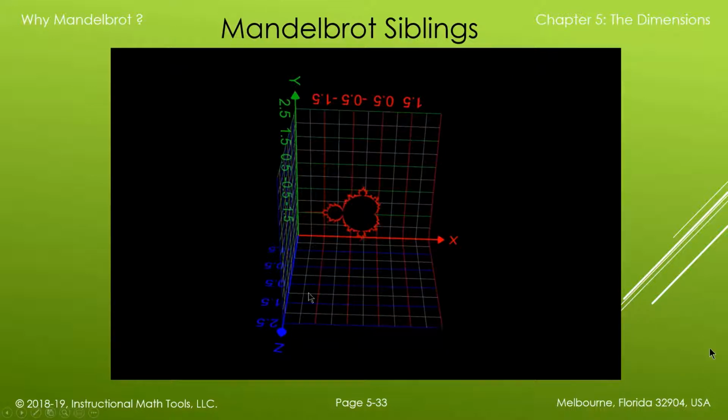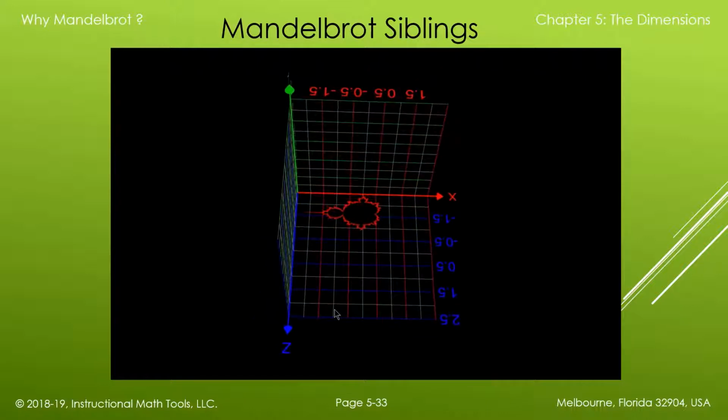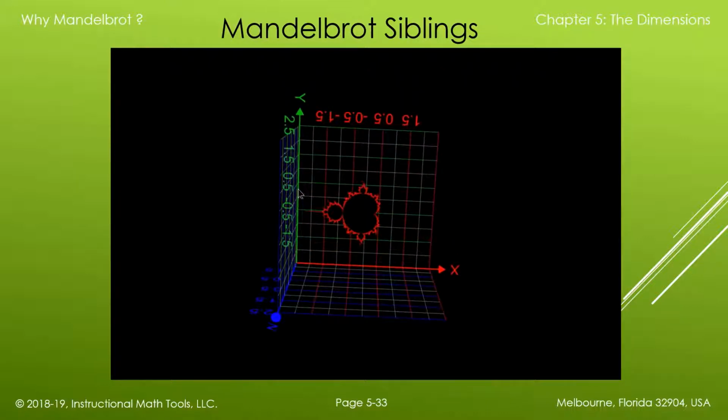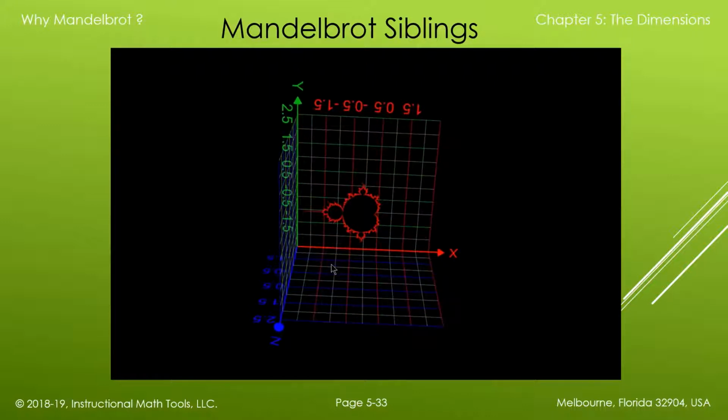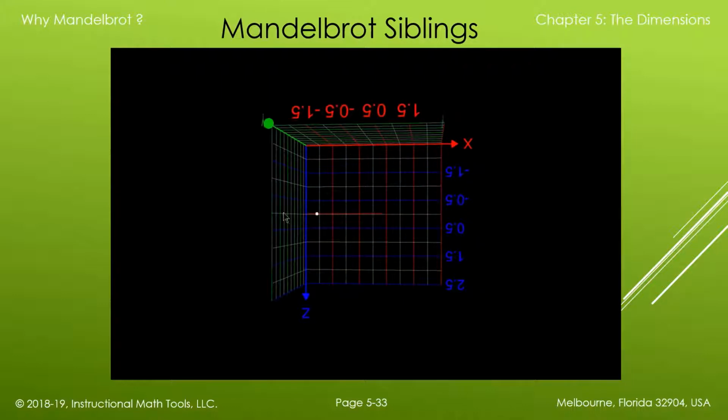This is a Mandelbrot baby. This Mandelbrot baby is sitting on an XY plane, X and Y obviously representing real numbers and imaginary numbers. And if we view him from the top, we can see that he is sitting on Z equal to 0, so a two-dimensional XY plane sitting at the very center of the Z axis.